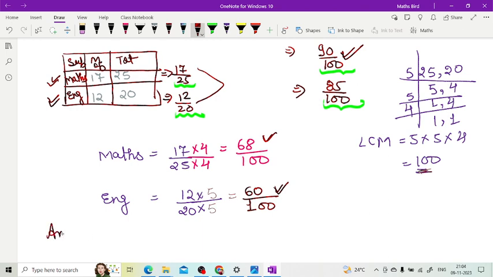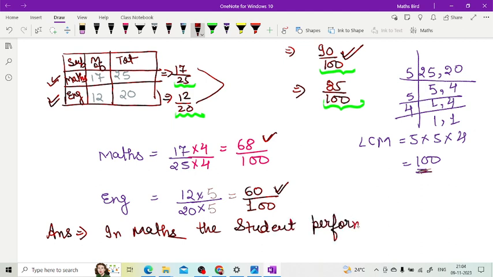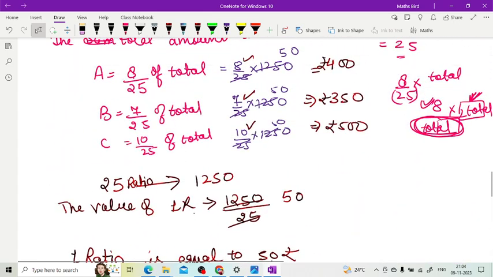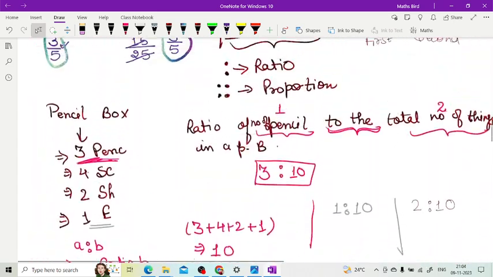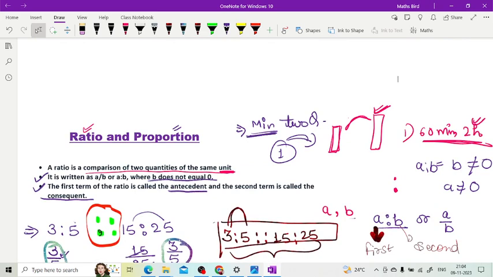So your answer will be, in maths the student performed well, right? So what we have learned today, we have learned what is ratio, right? So let's do a quick revision. What is ratio? Ratio means we are comparing two quantities of the same unit, right?